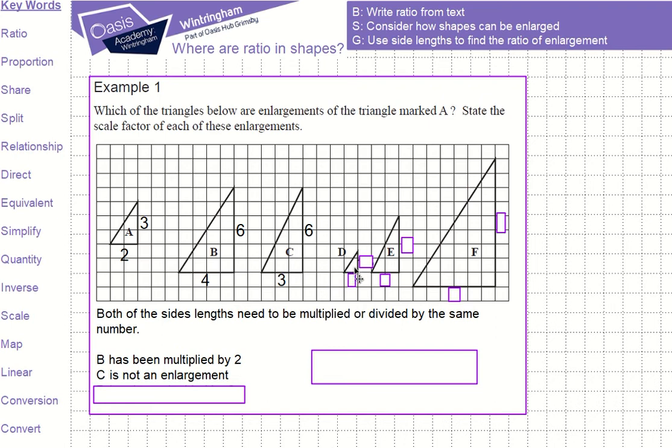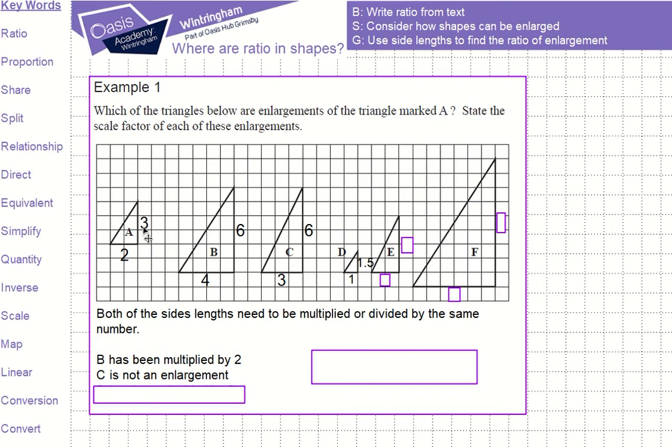Moving on to shape D. Again, we'll count the squares along the bottom is 1. And this side, it goes at 1 square, but not quite 2 squares. It's in the middle of 1 and 2. That's going to be 1.5. So what have we done this time to go from shape A to shape D? Our side length has gone down, it's decreased. So instead of multiplying, 2 has been divided by 2 to get to 1.